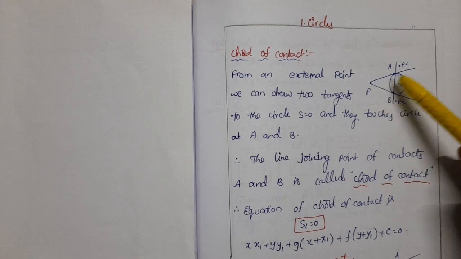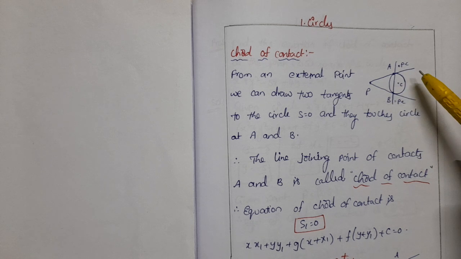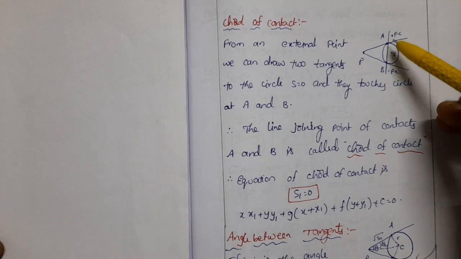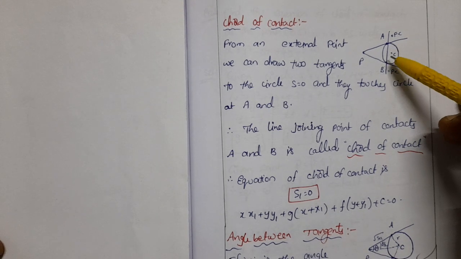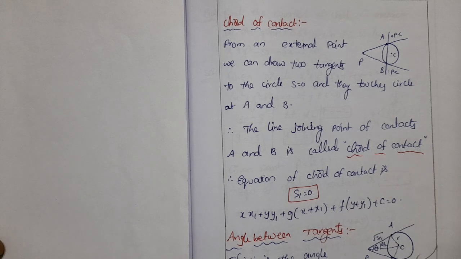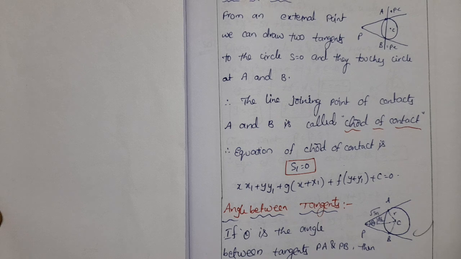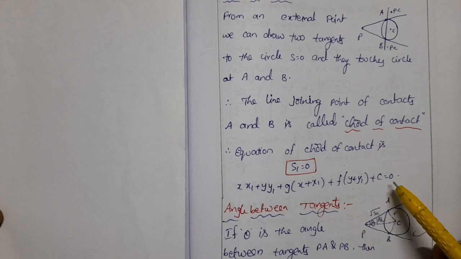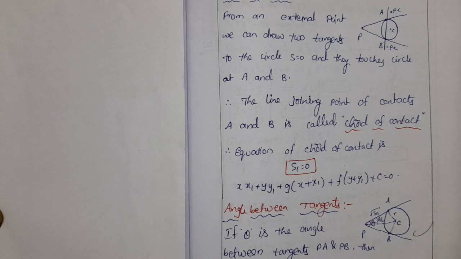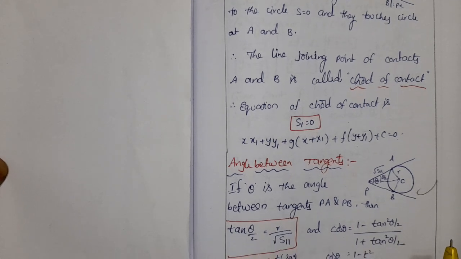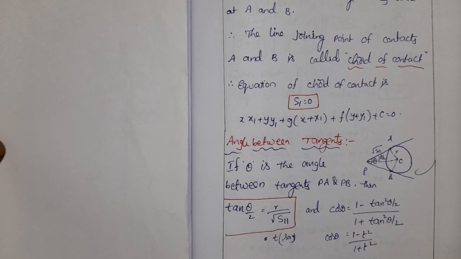Chord of contact. From an external point, we can draw two tangents to the circle and they touch at A and B. The line joining the points of contact A and B is called the chord of contact. Equation of chord of contact is S1 equal to 0. S1 notation: x x1 plus y y1 plus g into (x plus x1) plus f into (y plus y1) plus c equal to 0. If theta is the angle between those two tangents PA and PB, then tan theta by 2 equal to r by root S11.